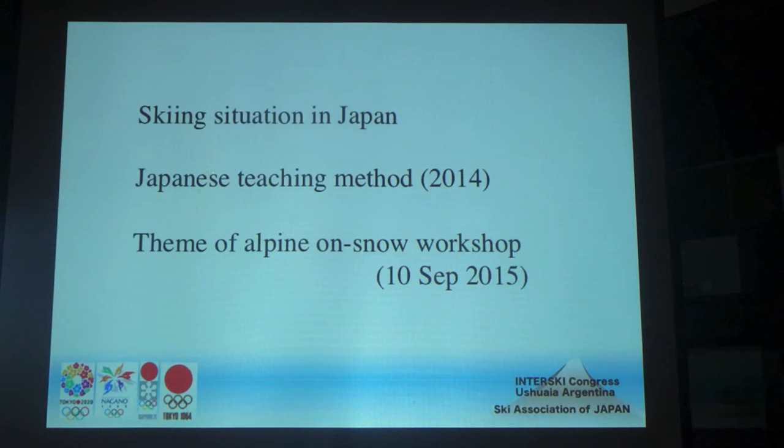So this is a brief outline of my presentation. First of all, I introduce the snow situation in Japan, located at 135 degrees of east longitude, from the viewpoint of the geographic features, the weather, and the snow. Secondly, I introduce Japanese teaching method, the three ways to lead a skier to basic parallel turn. And finally, I explain the theme of the Alpine on Snow workshop held on Thursday, a day after tomorrow.